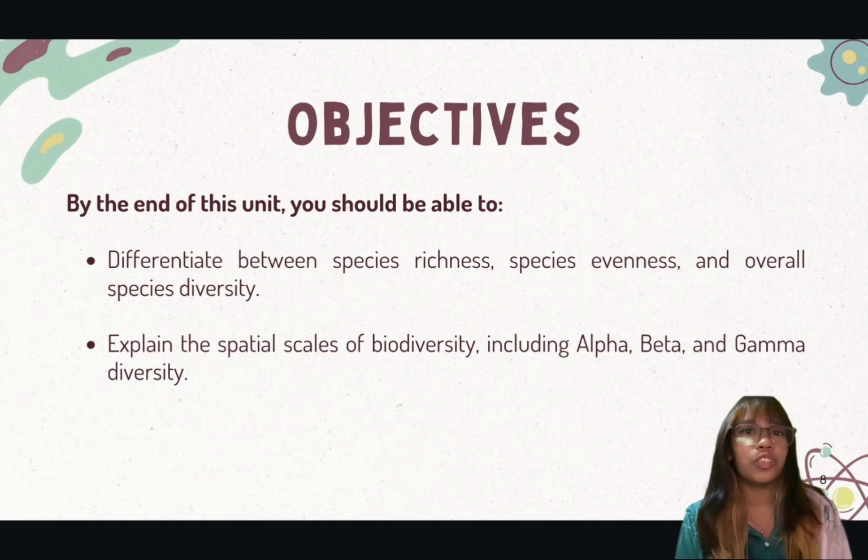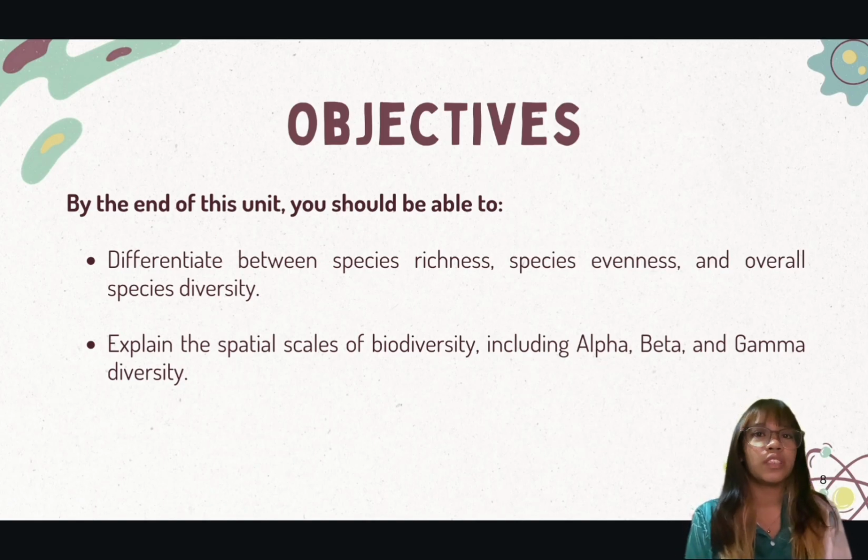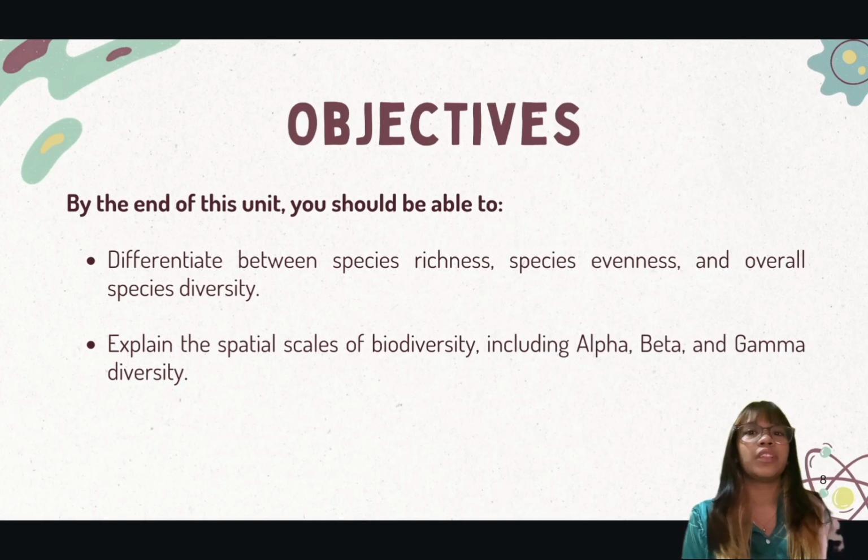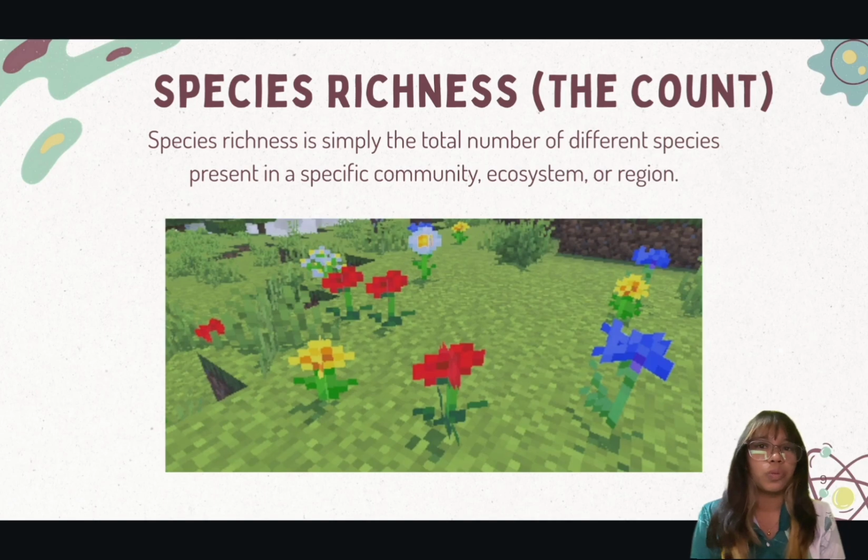By the end of this unit, you should be able to differentiate between species richness, species evenness, and overall species diversity, and also to explain the spatial scales of biodiversity including alpha, beta, and gamma diversity. And as for the first one, which is species richness or the count, it is simply the total number of different species present in a specific community, ecosystem, or region, meaning the distinct species ay yung nasa iisang environment or ecosystem. An example is in the picture, which is a bunch of different flowers present in an environment.